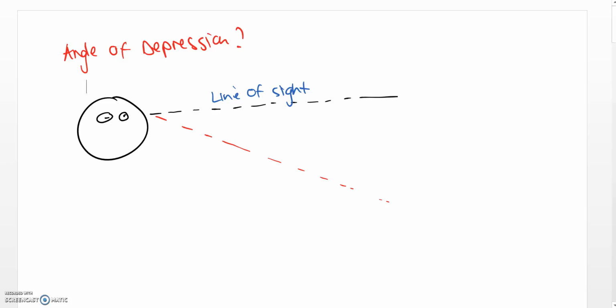So the angle of depression is measuring this angle in here, which we measure by using the symbol for theta. So that is our angle of depression. Remember it as how far down we've moved our head to look at something.